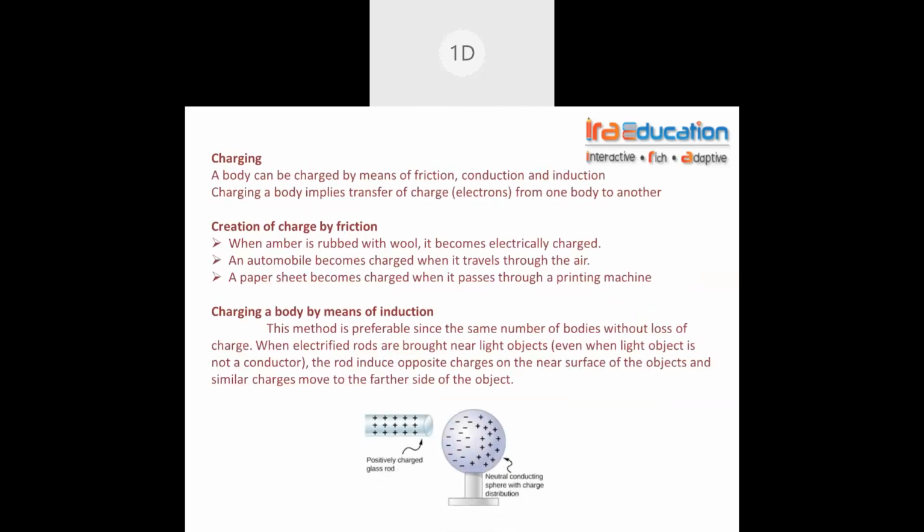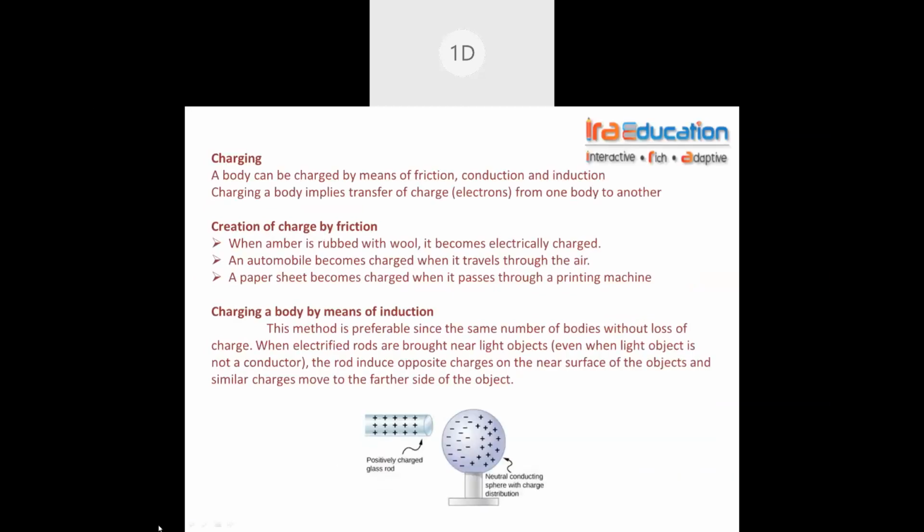charging methods also we have discussed. Charging can be done by friction or by induction. Actually, many ways we can do. I have taught you specifically friction and induction. So when we say friction, it means a rubbing action is happening. Suppose amber is rubbed with wool. One of them is losing electrons, one of them is gaining electrons, and they are becoming electrically charged.